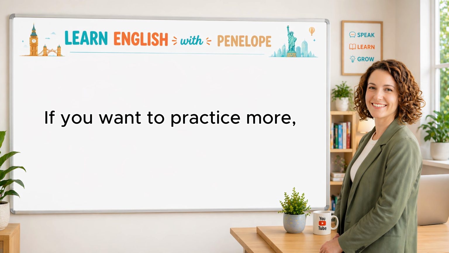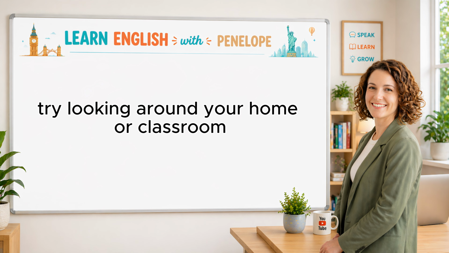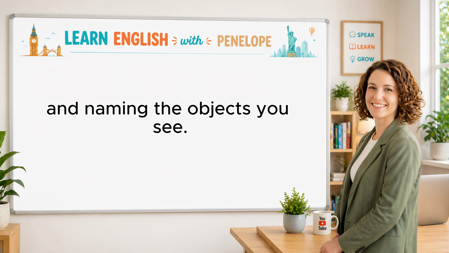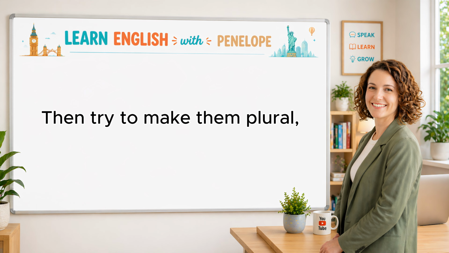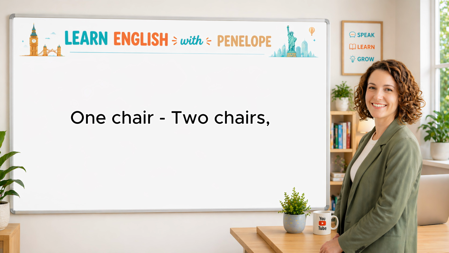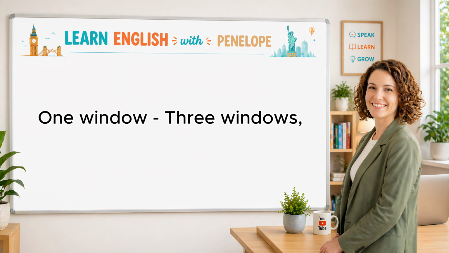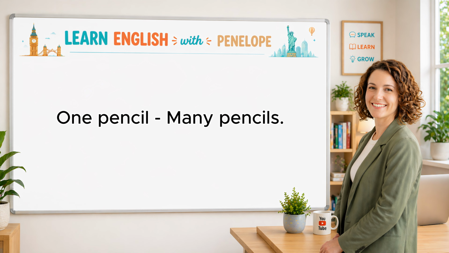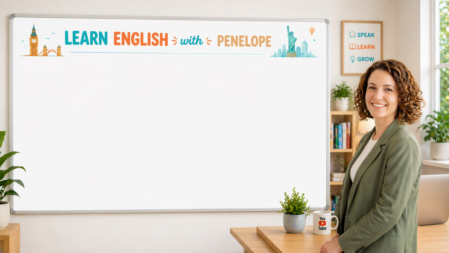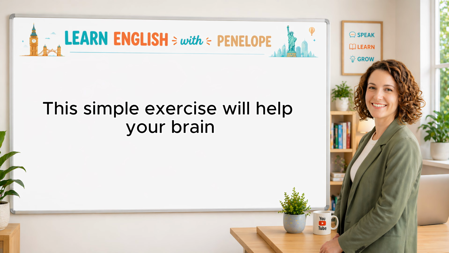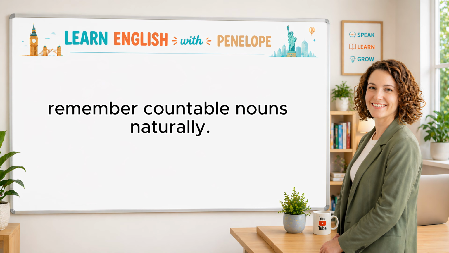If you want to practice more, try looking around your home or classroom and naming the objects you see. Then try to make them plural. 1 chair, 2 chairs, 1 window, 3 windows, 1 pencil, many pencils. This simple exercise will help your brain remember countable nouns naturally.